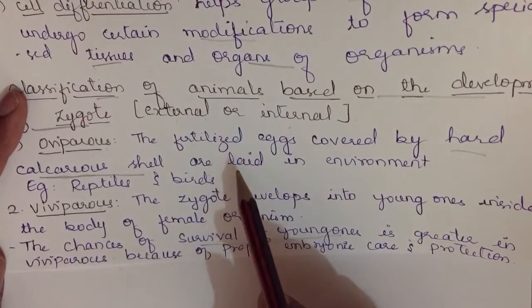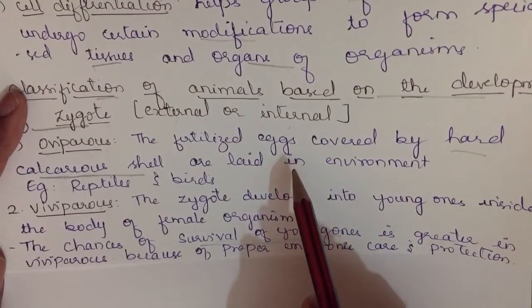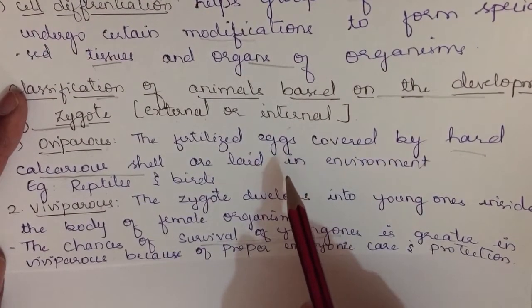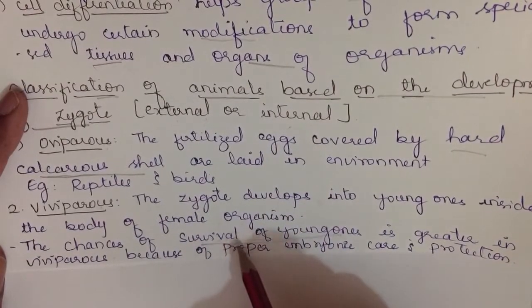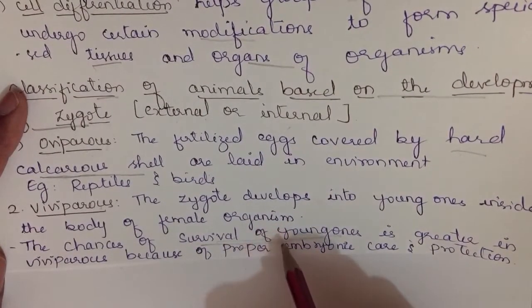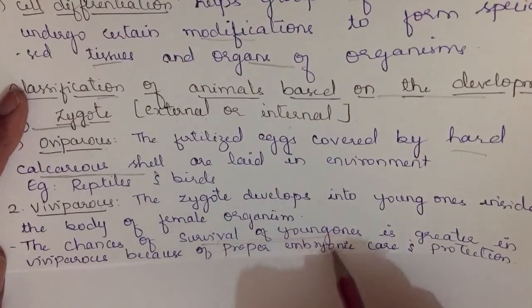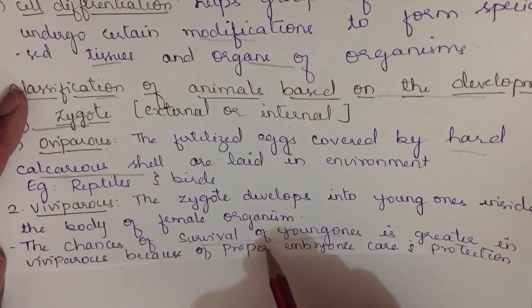Because in oviparous, eggs are laid in the environment, in the safest place, but predators might still damage those eggs. So viviparous organisms are those whose survival of young ones is greater because of proper embryonic care and protection. This is a 1 mark question they have asked many times.